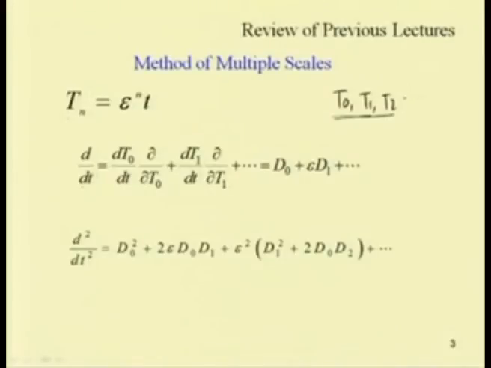So, one can write d by dt equal to d 0 plus epsilon d 1, and d square by dt square equal to d 0 square plus 2 epsilon d 0 d 1 plus epsilon square d 1 square plus 2 d 0 d 2, plus the higher order terms. Taking these terms and assuming the solution in the form x equal to epsilon x 1 plus epsilon square x 2 plus epsilon cube x 3, we substitute it in the original equation.